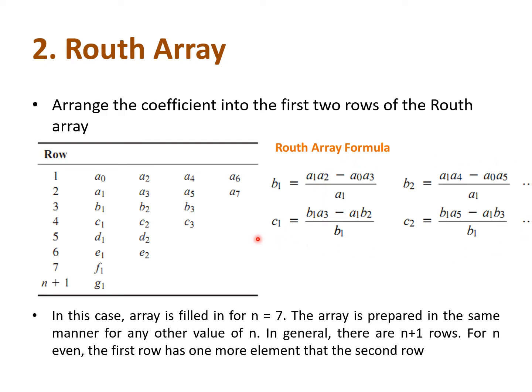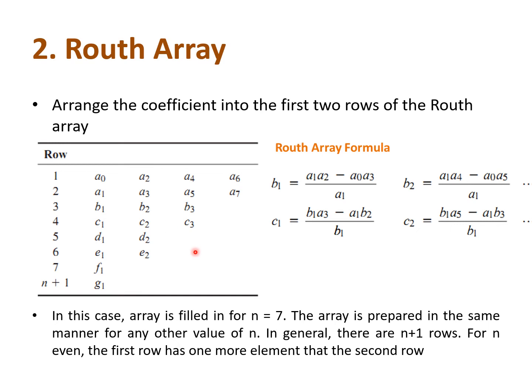We don't have to memorize it. It's just cross multiplying: b1 is a1 a2 minus a0 a3, over a1. b2 is a1 a4 minus a0 a5, divided by a1. So just cross multiply and divide by the coefficient a1. For the next rows, it's just like that. c1 is b1 a3 minus a1 b2, divided by b1. And c2 is like that: b1 a5 minus a1 b3, divided by b1, and so on and so on.